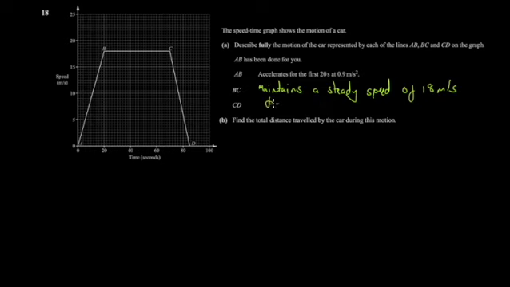Then you say for how long? Between 20 and 80 seconds, so obviously 60 seconds. You should be able to explain these graphs very well. If it's a speed time graph and the speed is not changing, that means someone is at cruise speed. They're just moving at a steady speed. They're not accelerating, not speeding up, not slowing down, they're just maintaining that. And this car does this for 60 seconds.